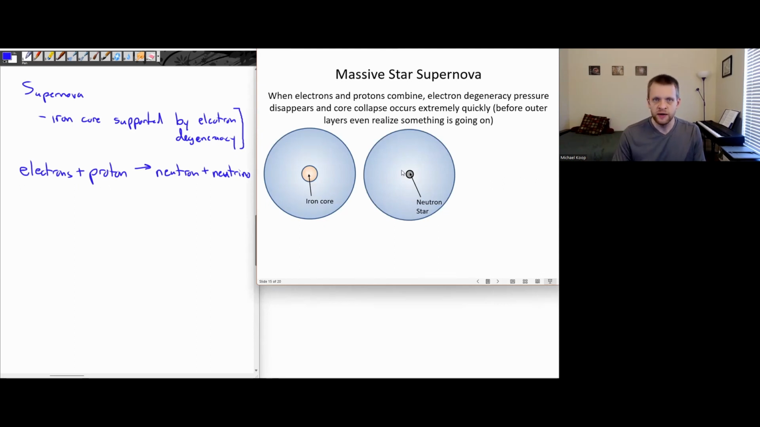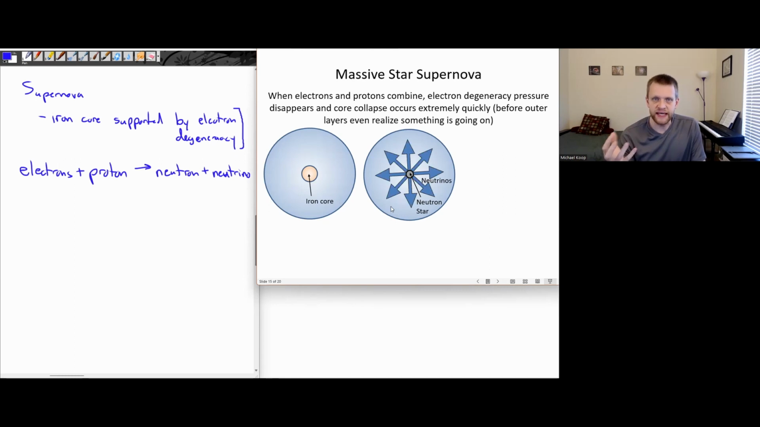The outer layers, even going at the speed of light, the light travel time is too slow for the outer layers of this star to even notice what's going on. It really reminds me of those old Roadrunner and Wile E. Coyote cartoons, where the coyote accidentally steps out over a cliff and doesn't even realize there's a cliff below him, and then just plummets down immediately. So this iron core has violently collapsed in the course of a few milliseconds into a neutron star.